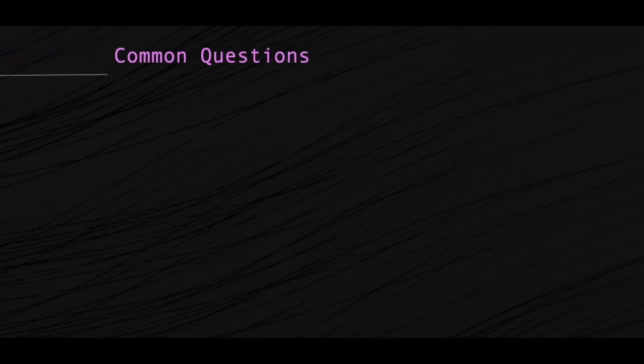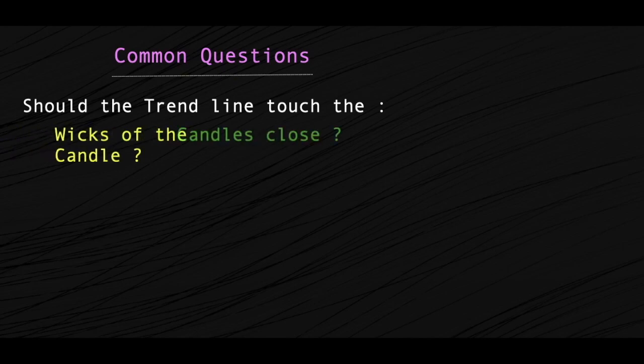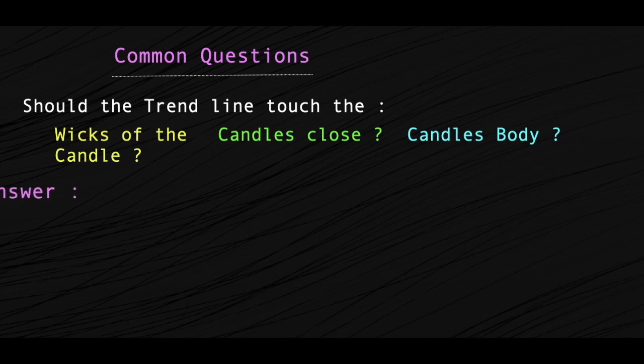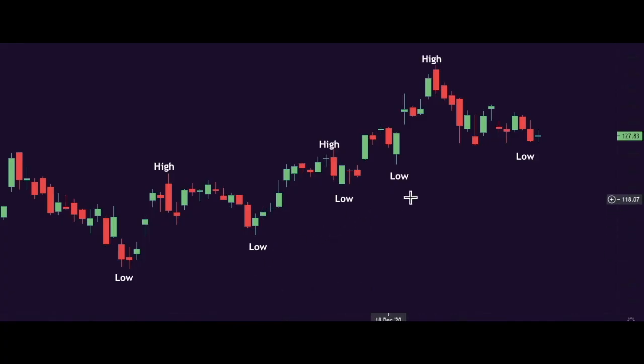The common question which a lot of traders have is, should the trend line touch the wick of the candle, or the candle's close, or the candle's body? The answer for this is very simple. You should draw them in such a way that you get the most number of touches. For example, we can see that the stock is in uptrend. How do you confirm it is an uptrend? Because this low is lower than this low, and this low is lower than this low. Likewise, this high is higher than this, and this high is higher than this. That means the stock is in uptrend.